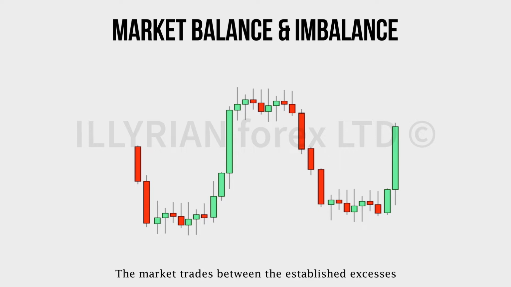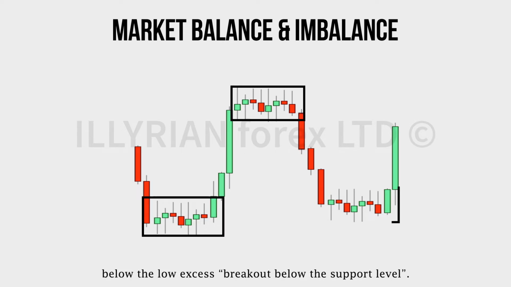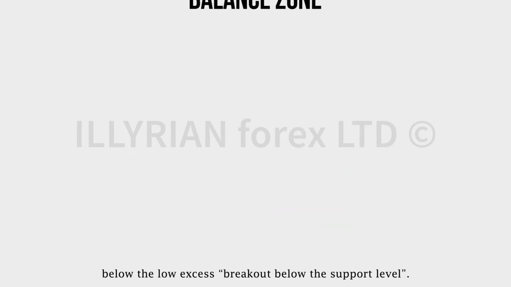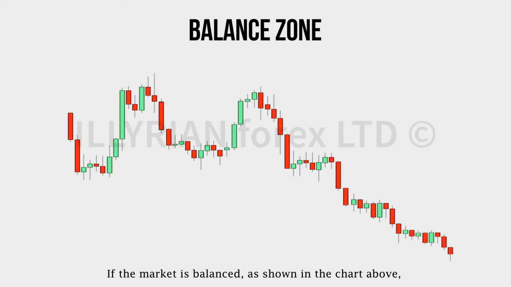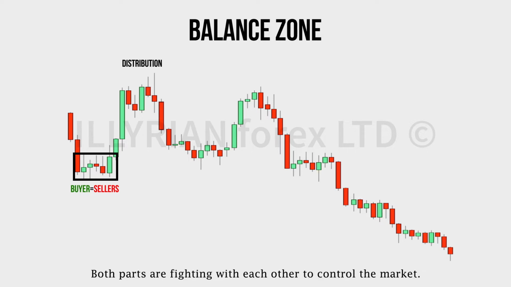The market trades between the established excesses until it either trades above the high excess, breaking out above the resistance level, or below the low excess, breaking out below the support level. Balance zone. If the market is balanced, as shown in the chart above, equal amounts of buying and selling are present. The price keeps moving up and down within a range, sideways, creating a distribution. Both parties are fighting with each other to control the market. Sometimes these ranges can last days, even months.